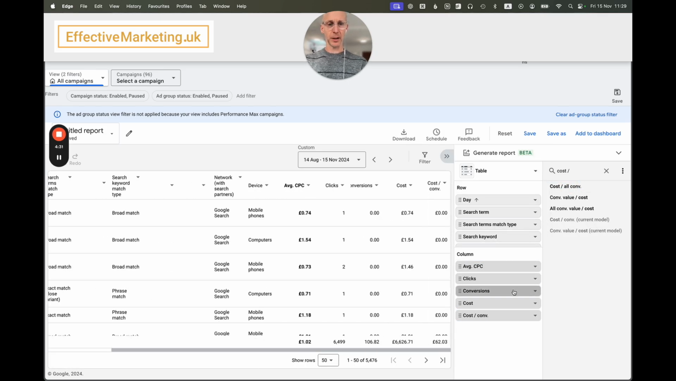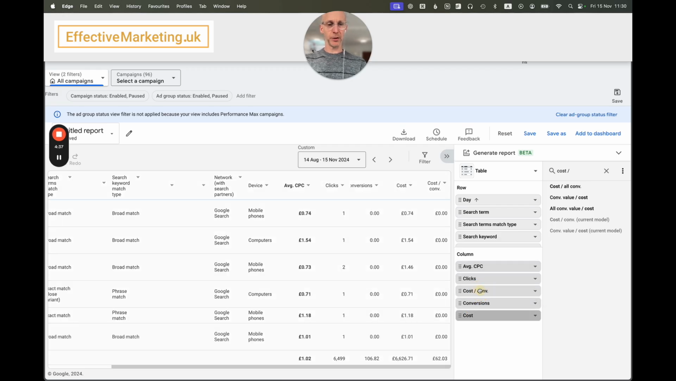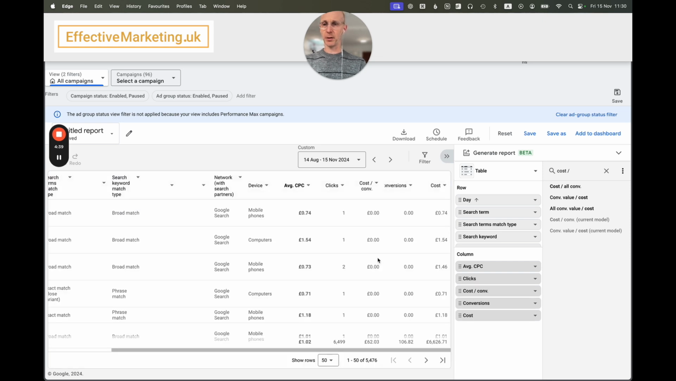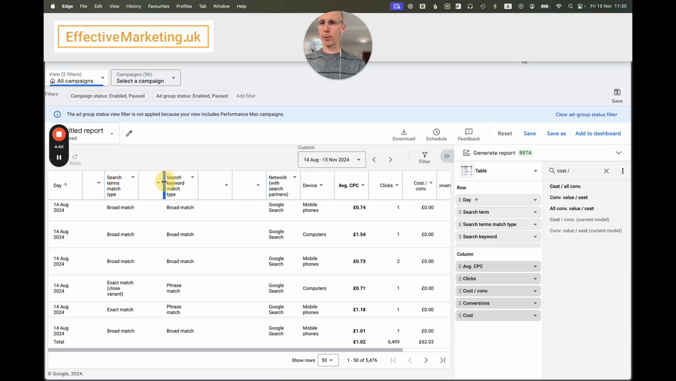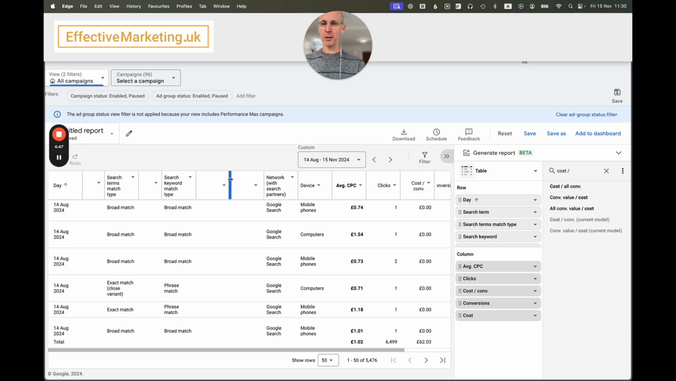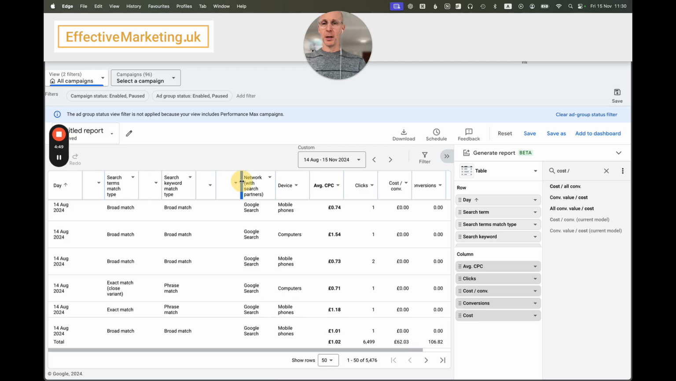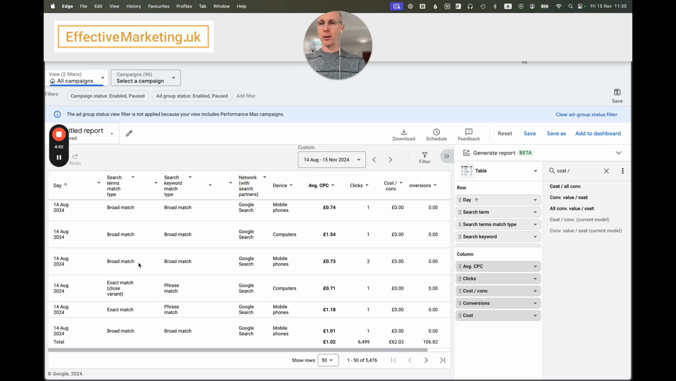Let's just arrange this. So we want CPCs, the clicks, the cost per conversion, and the cost, like that. All right, so we have a mammoth report in here. Let's make some of these a little bit narrower so we can see them on the screen. In a normal report without this masking of the information, you'll be able to see the actual search terms and all that.